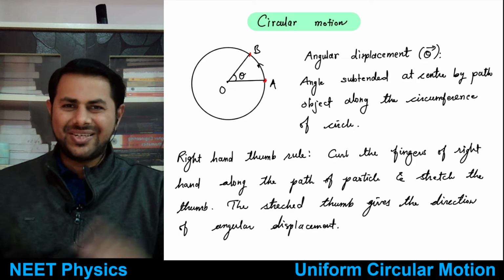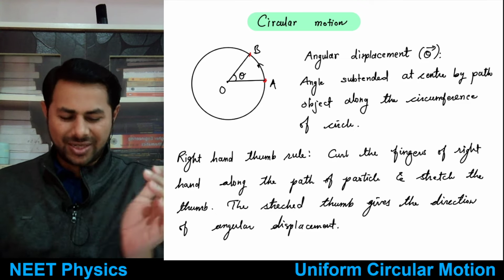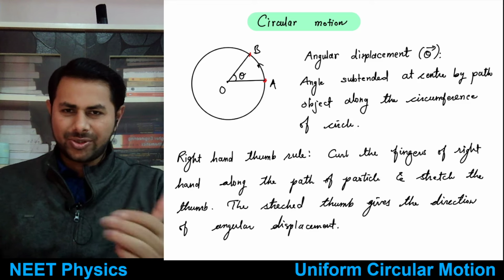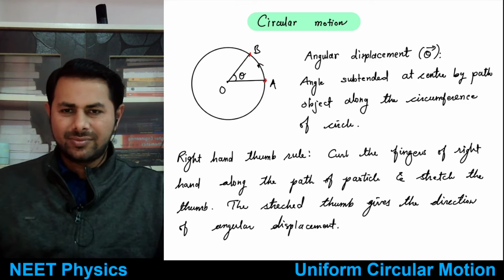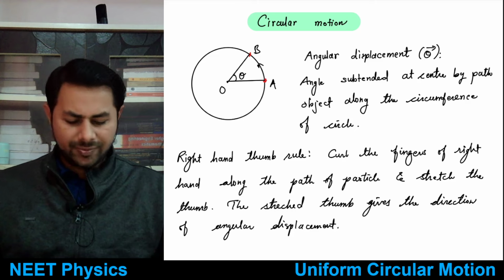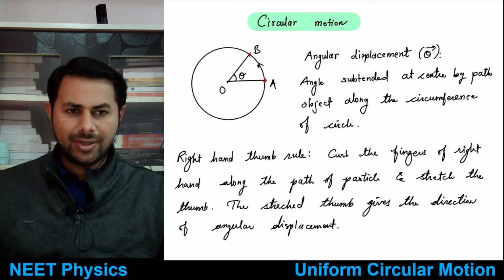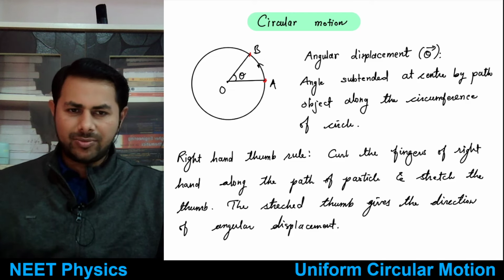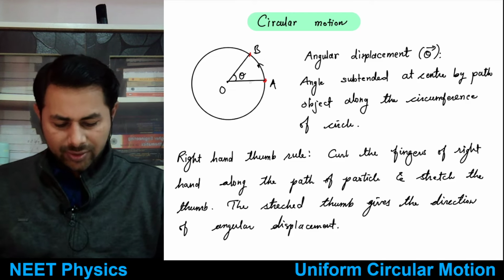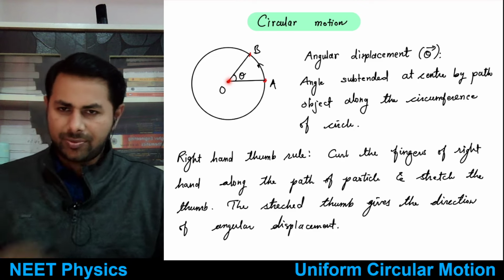Just apply the right hand thumb rule, curl the fingers of your right hand in the direction of motion of this particle and stretch your thumb. Tell me, is it into the plane or outside the plane? It is outside the plane of the screen. Yeah, very good. So the direction is outside the plane of your screen.